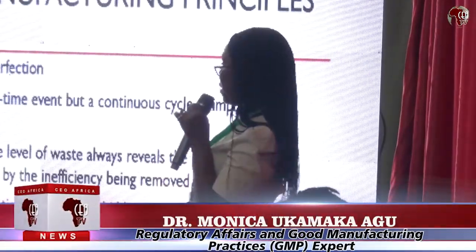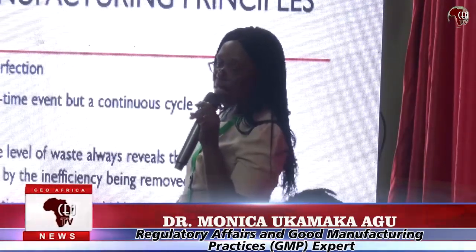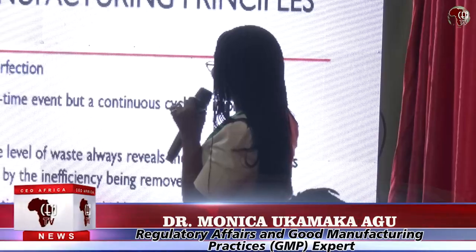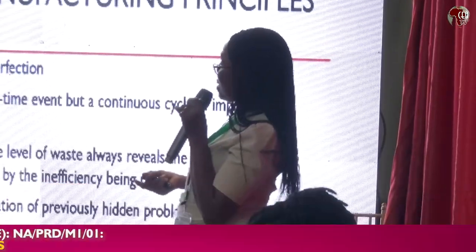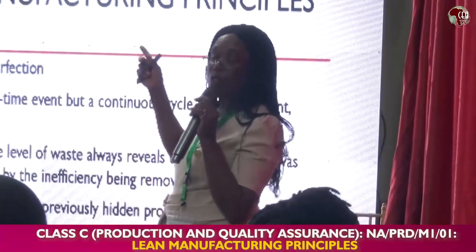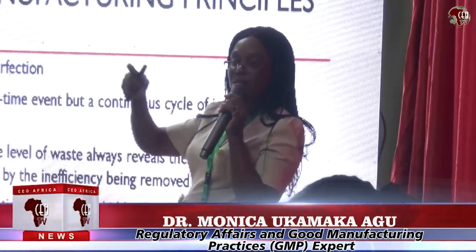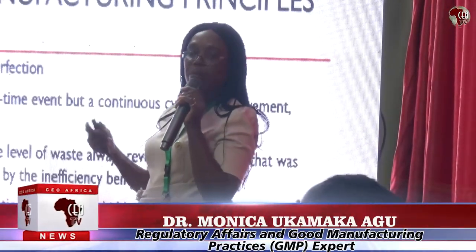The fifth principle, which is the last one, is you need to seek perfection. And this is about continuous improvement. Lean is not a one-time event. There is a continuous cycle of improvement known as Kaizen. The keynote speaker today mentioned it. The process of continuous improvement. In a lean process, you keep improving. Nothing is too good to be improved.